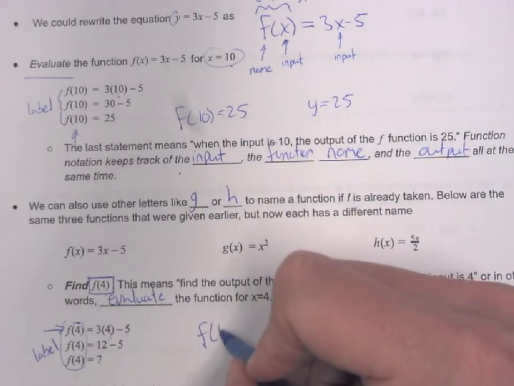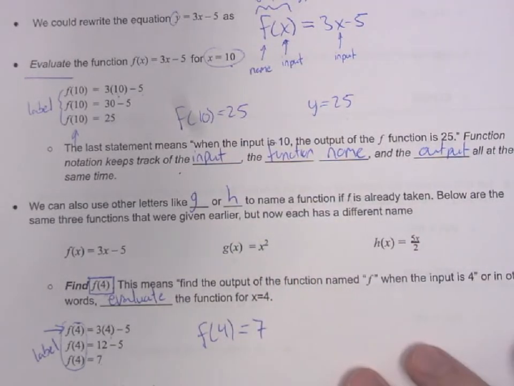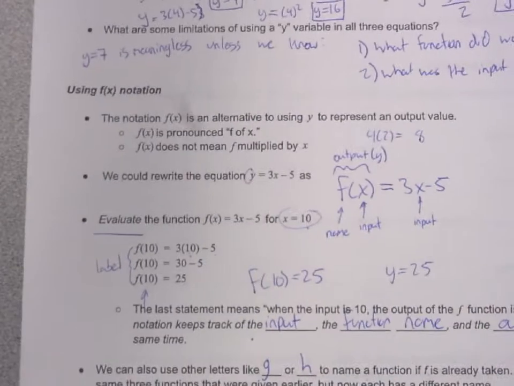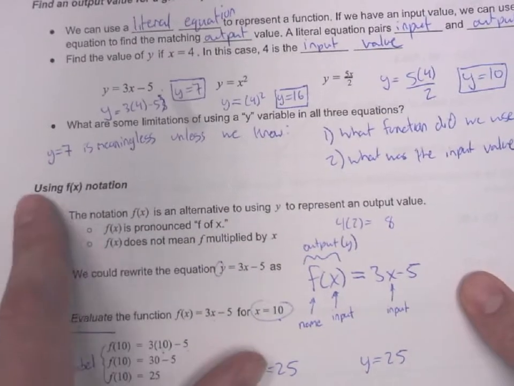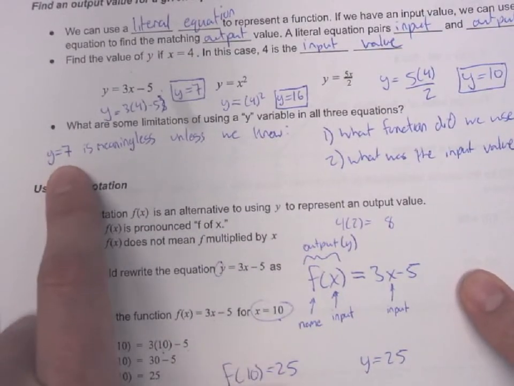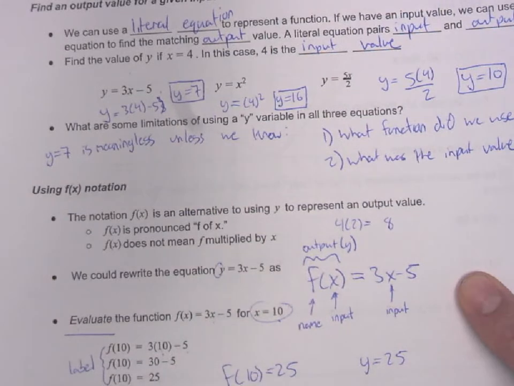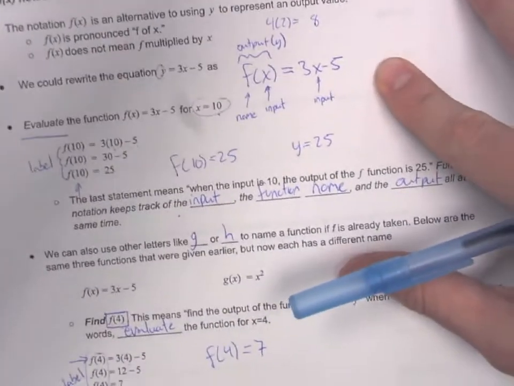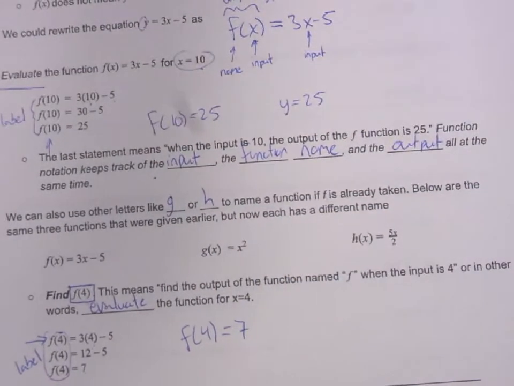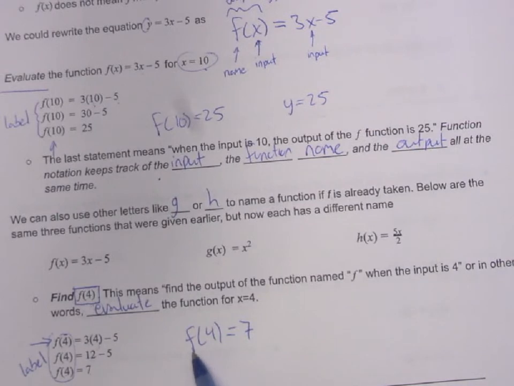Okay, so let's compare f of 4 equals 7 with this statement that we had earlier. Earlier we had y equals 7, but again that doesn't really mean a whole lot because it's not clear which function I used and it's not clear which input I used. So you could say, okay, well, when is y 7? Under what conditions is y equal to 7? Down here we solved that problem with function notation. The f function is what we used, 4 is what we put in, and 7 is what we got out.